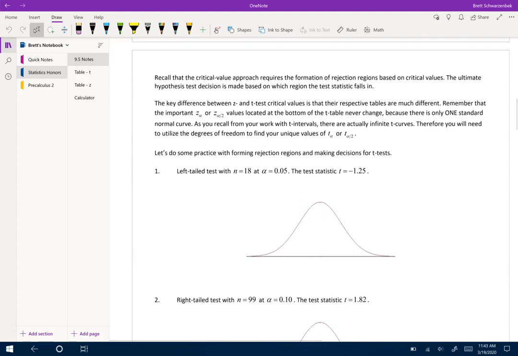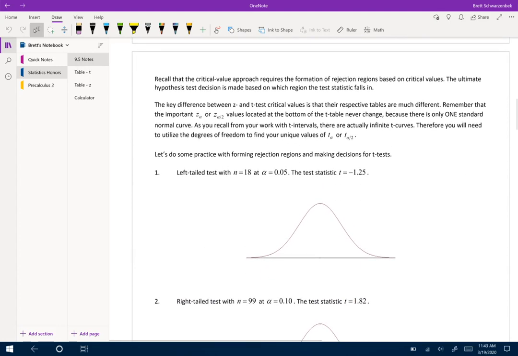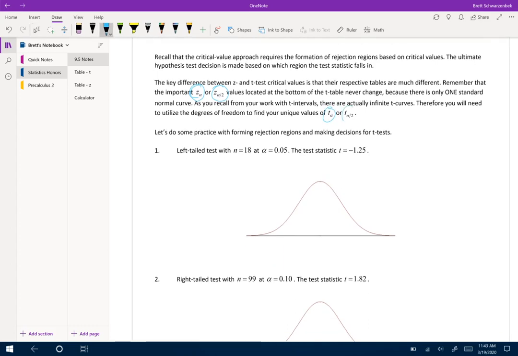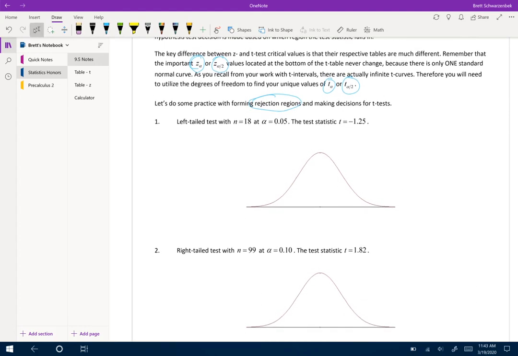Okay, so just as a reminder, when we're using the critical value approach for the z-test, we used z sub alpha whenever we're using a one-tailed test, and we used z sub alpha over 2 whenever we're using a two-tailed test. So we're going to do the same thing when we're dealing with t-tests. So t sub alpha for one-tailed, t sub alpha over 2 for two-tailed. Remember, these values are the key values that form the rejection regions when it comes to a t-test.